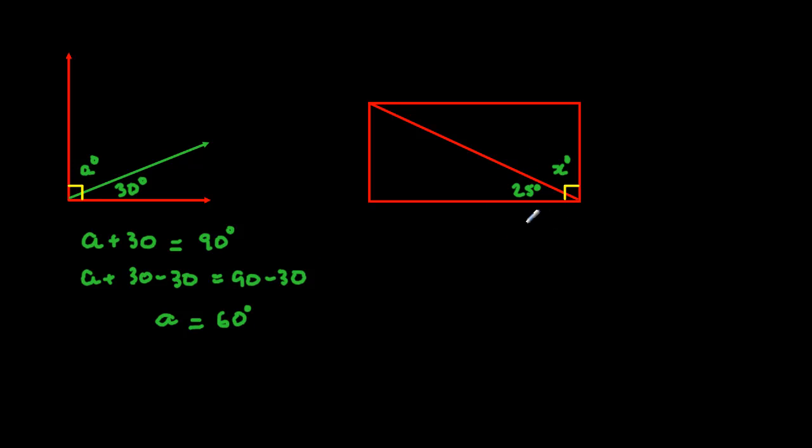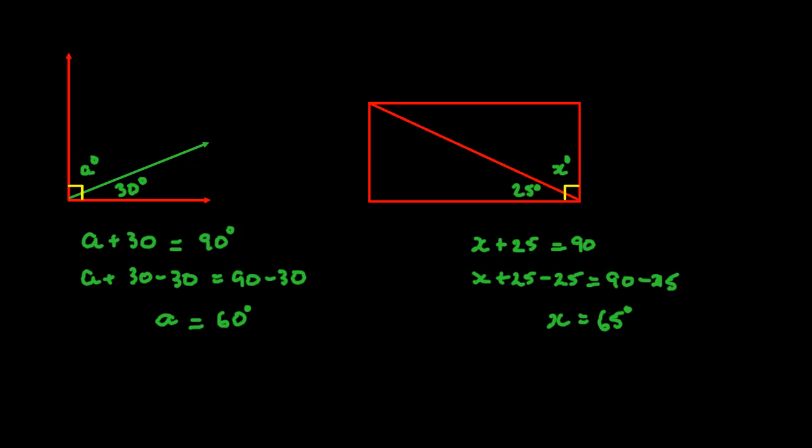In this case we've got a rectangle, and one of the things we know about a rectangle is that the angles in a rectangle are 90 degrees, so they're complementary. In this situation we've got x plus 25 equals 90 degrees. So if I subtract 25 from both sides, like this, I get my answer x. So x is equal to 90, take 25, which is equal to 65 degrees.